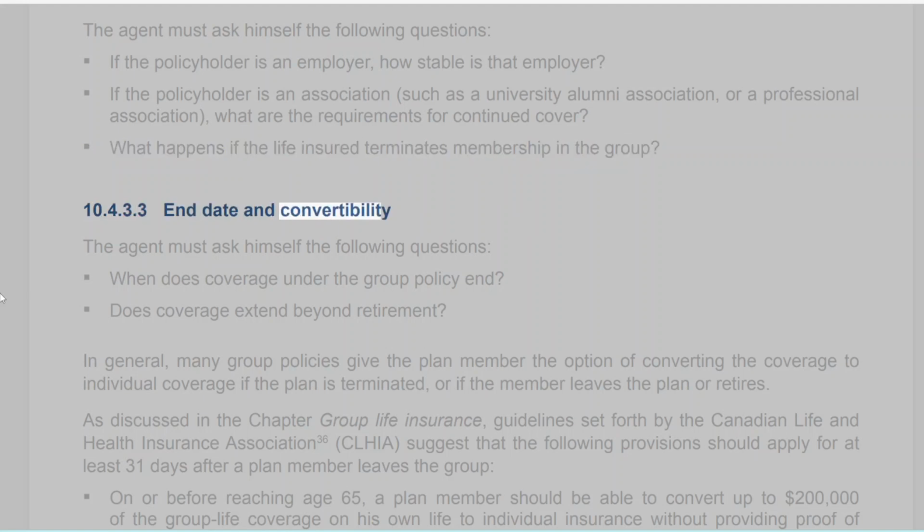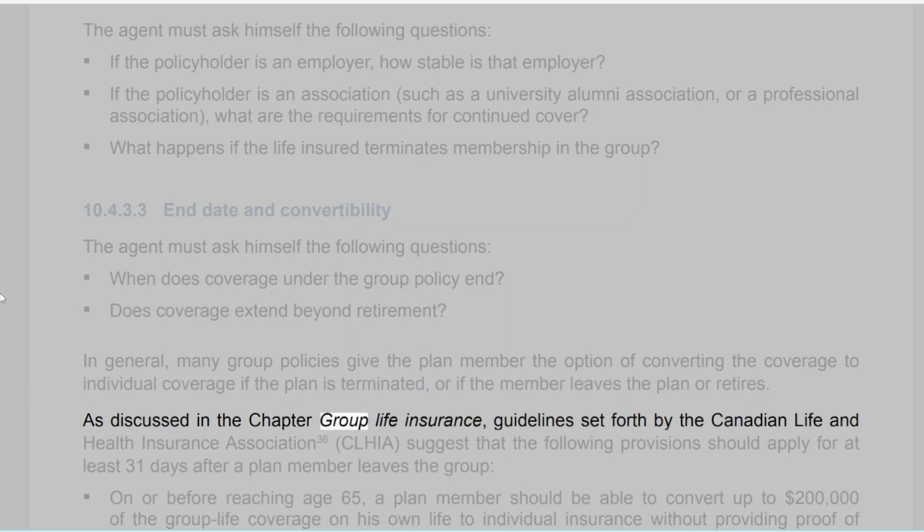10.4.3.3 End date and convertibility. The agent must ask himself the following questions. When does coverage under the group policy end? Does coverage extend beyond retirement? In general, many group policies give the plan member the option of converting the coverage to individual coverage if the plan is terminated, or if the member leaves the plan or retires.